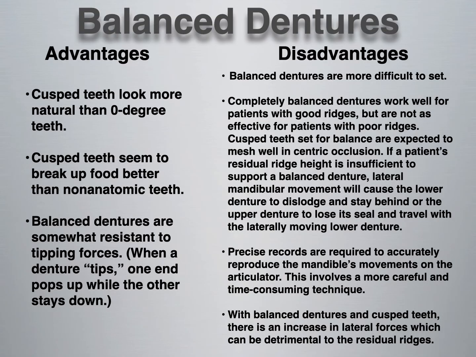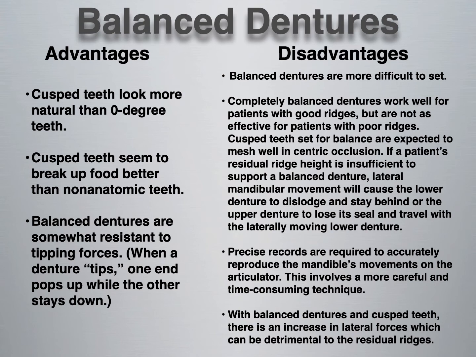So balanced dentures overall, advantages and disadvantages. Some advantages can be that cusp teeth look more natural than 0-degree teeth, and that is true. 0-degree teeth are very flat. They tend to be the band-aid for denture mills. Denture laboratories that are into large production scales will set in 0-degree. Some dentists consider setting in 0-degree. It is the easiest form of setting teeth.